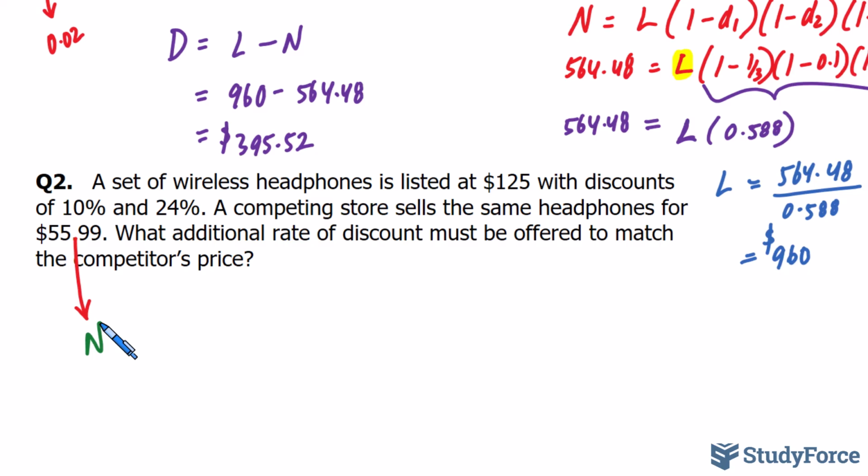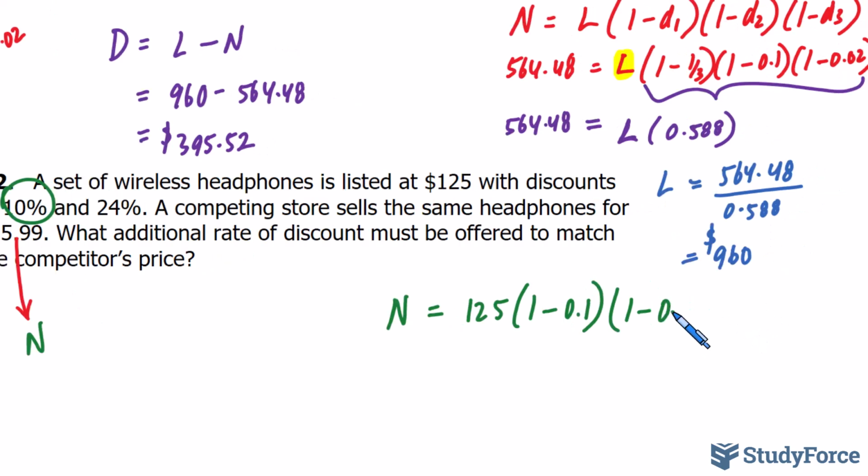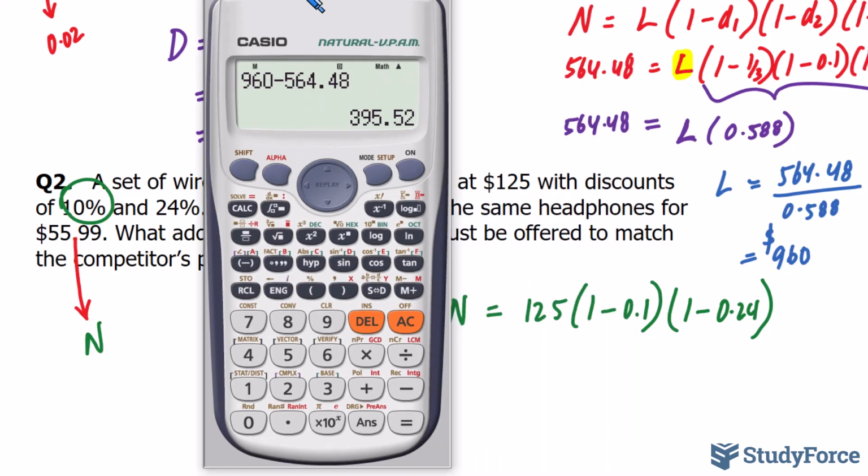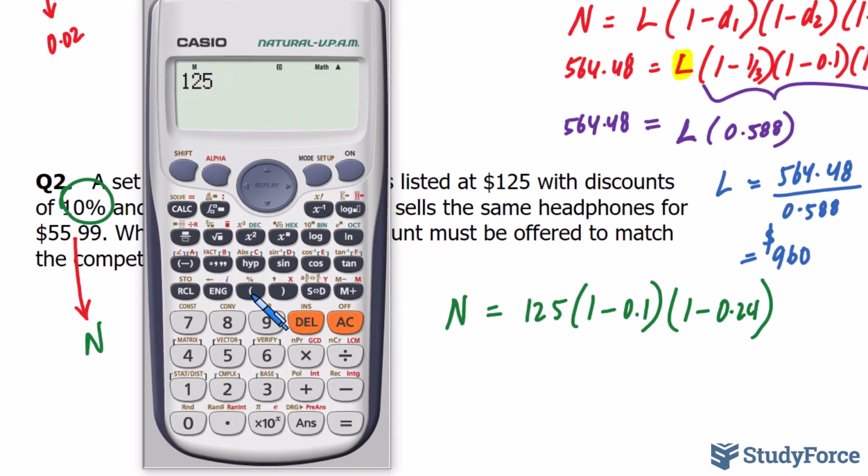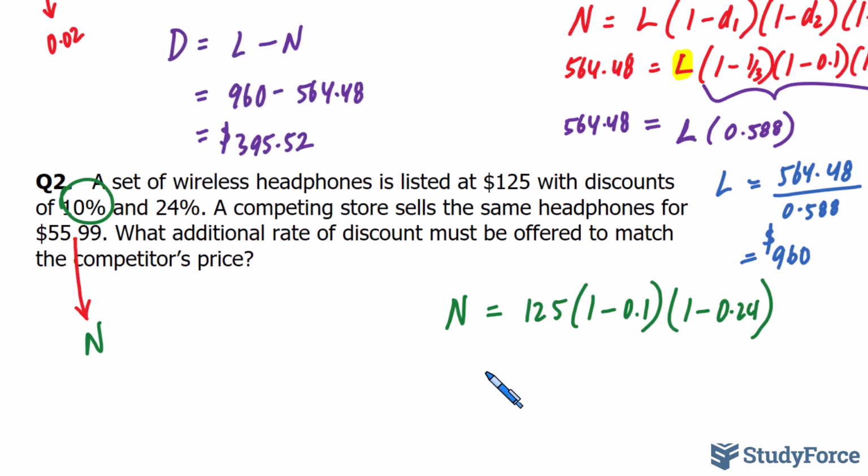Now, without an additional discount, let's find out what our net price would be. So without an additional discount, we would have a situation like this, where we have 1 minus 0.1, that's the 10% changed into a decimal, and 24% changed into a decimal is 1 minus 0.24. So let's find out what our net price would be. 125 times 1 take away 0.1 times 1 take away 0.24. And we end up getting a net price of $85.55. So that's obviously not $55.99.